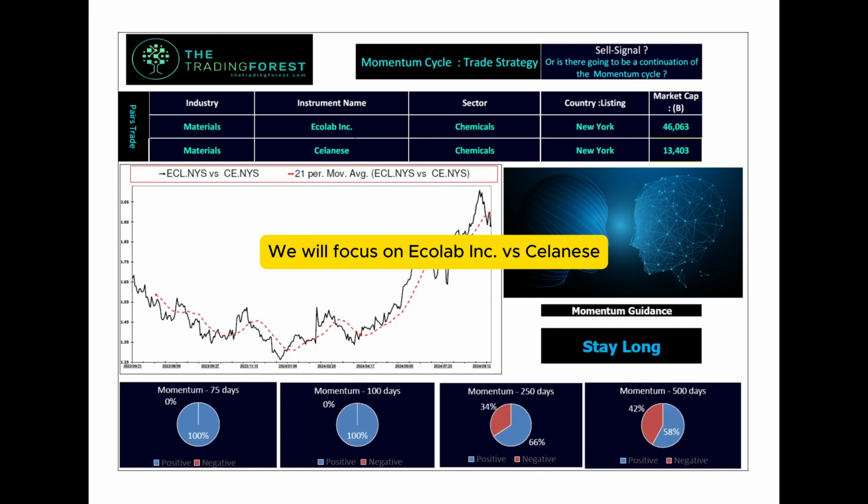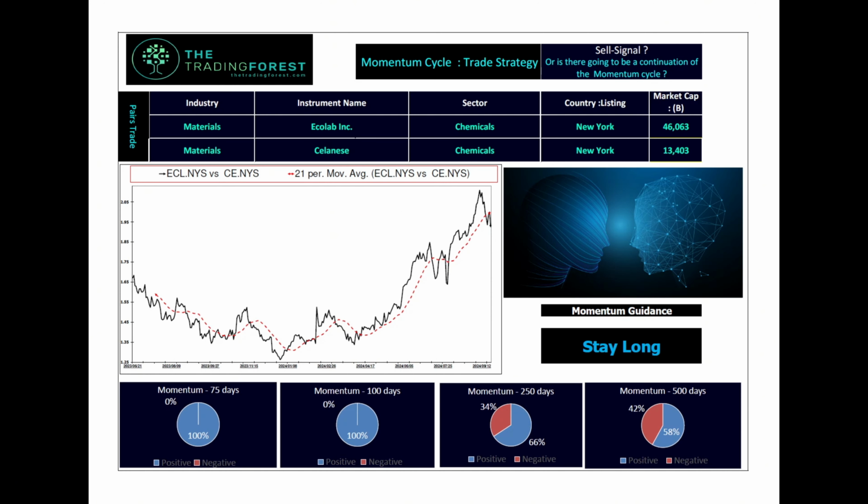We will focus on Ecolab versus Celanese, two chemical stocks that are listed on the New York Stock Exchange. Step 1. Study the graph. Get a feel for the trend and ask yourself, what is the likelihood of a price correction? But more importantly, try to understand why the market has allowed the instrument to reach its current levels.